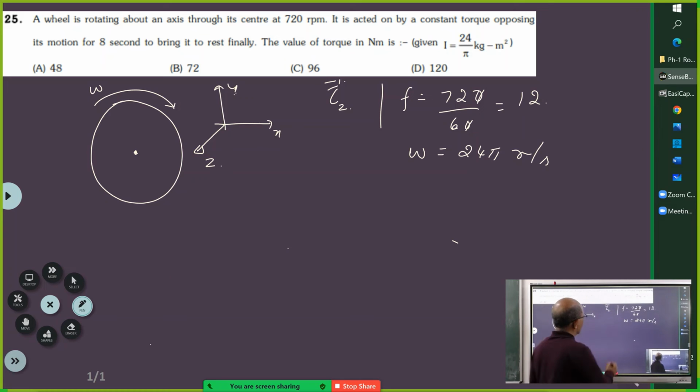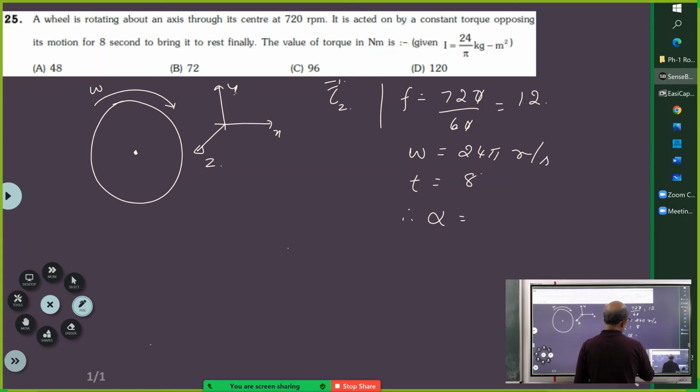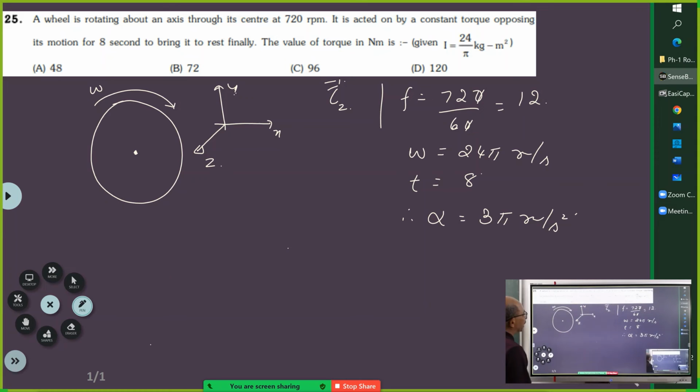So you can get omega, and they are giving you time t, which is 8 seconds, and finally it is brought to rest. Therefore, we can assume constant acceleration, and you can get alpha equal to omega by t, that is 3 pi radians per second squared. So that is with the given data.